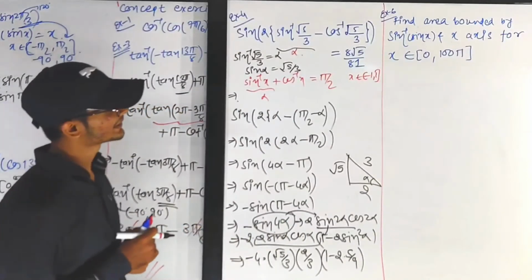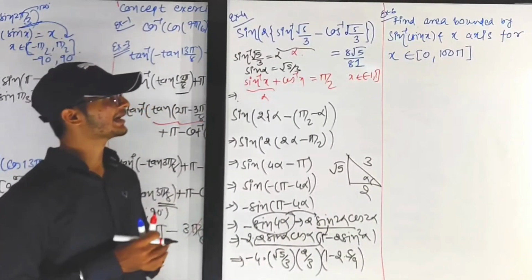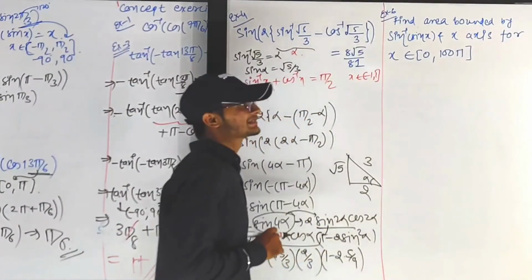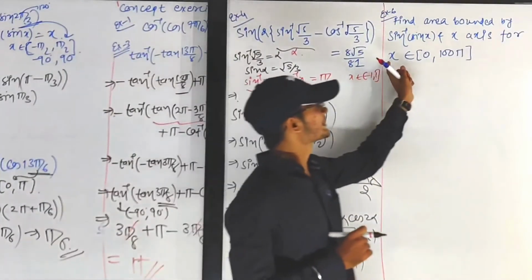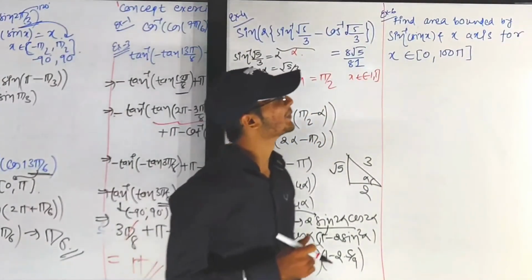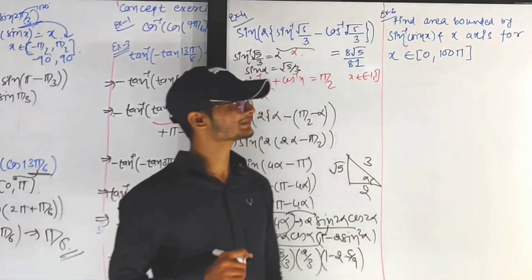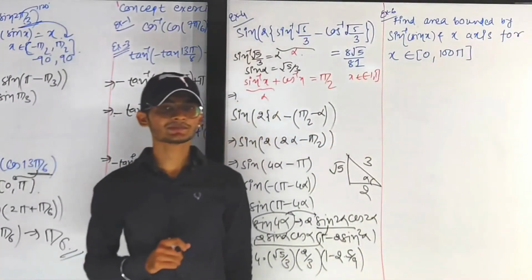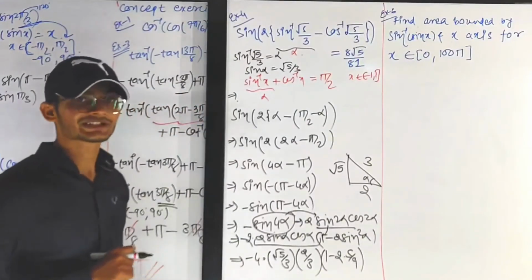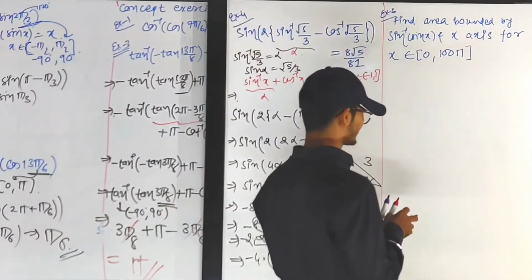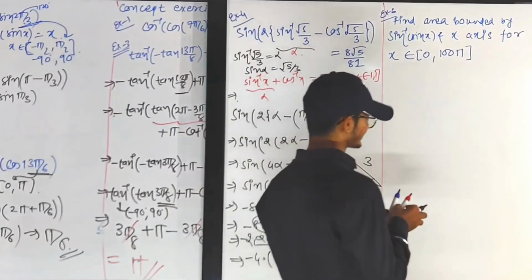Find the area bounded by sine inverse of sine x and the x axis for x belongs to 0 to 100 pi. In this interval we want to find the area covered by sine inverse of sine x and the x axis. So first of all we have to know the graph of sine inverse of sine x, then after that we can proceed. So first of all we draw the graph of sine inverse of sine x.